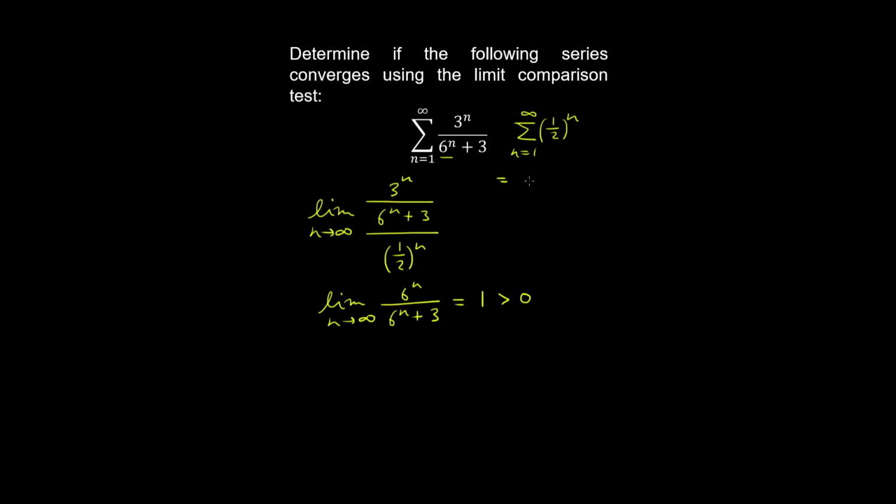And if you expand this series, well, this is a geometric series with a ratio of 1/2. And given that the absolute value of the ratio is less than 1, we know this geometric series converges. And by the limit comparison test, this series also converges.